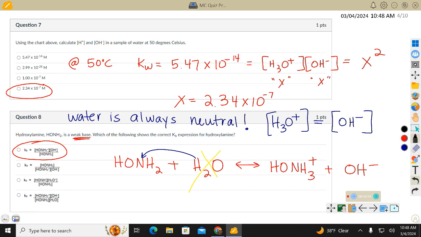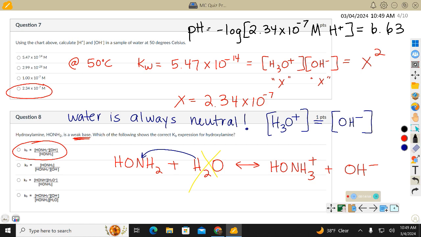Now, I think we also mentioned, let's say they ask about pH. pH is the opposite log of the hydrogen concentration, or hydronium, which is still this 2.34 times 10 to the negative 7 molar. If I plug that in my calculator, I get a pH of about 6.63. And so again, we said that often we are told water is neutral when its pH is 7.